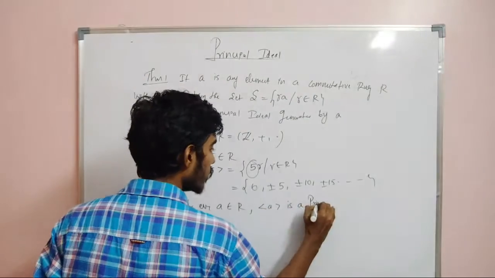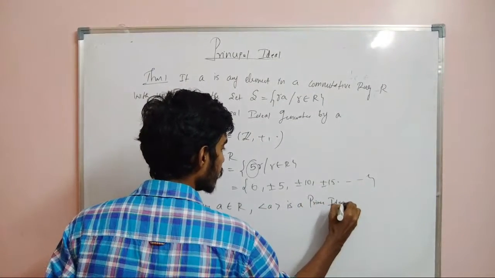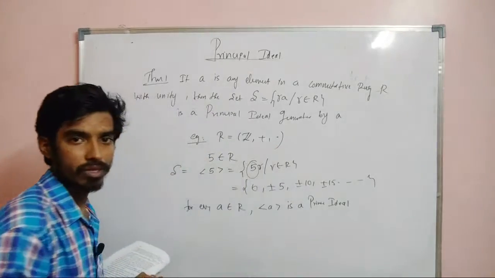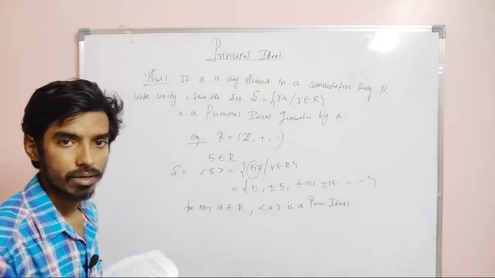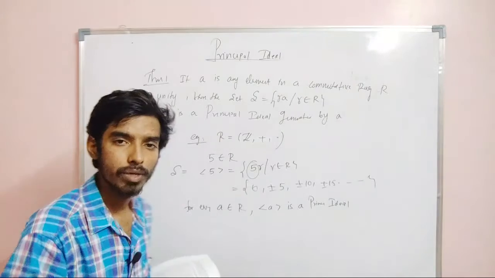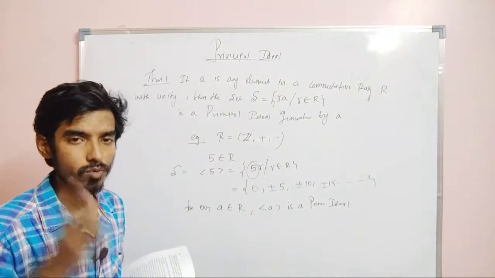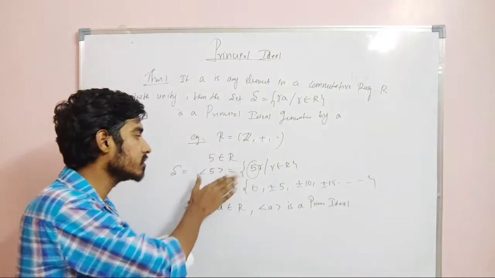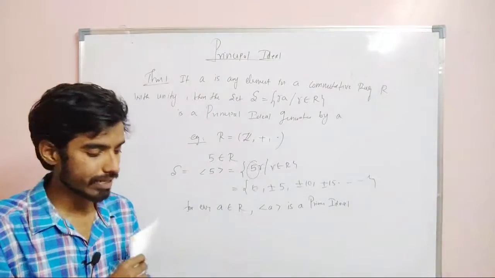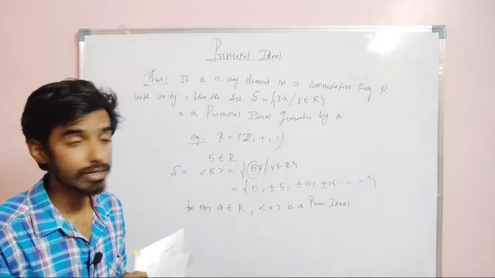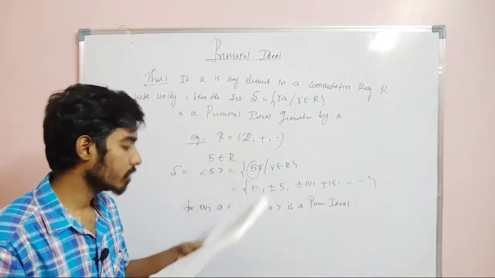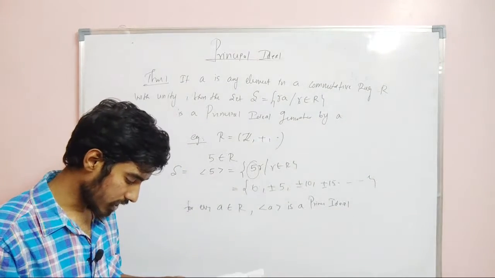That means we can have an infinite number of principal ideals in this commutative ring. Whatever element you take, if you take a equal to 1 crore, the set generated by 1 crore is again a principal ideal. So there are infinitely many principal ideals in the set of integers with respect to addition.